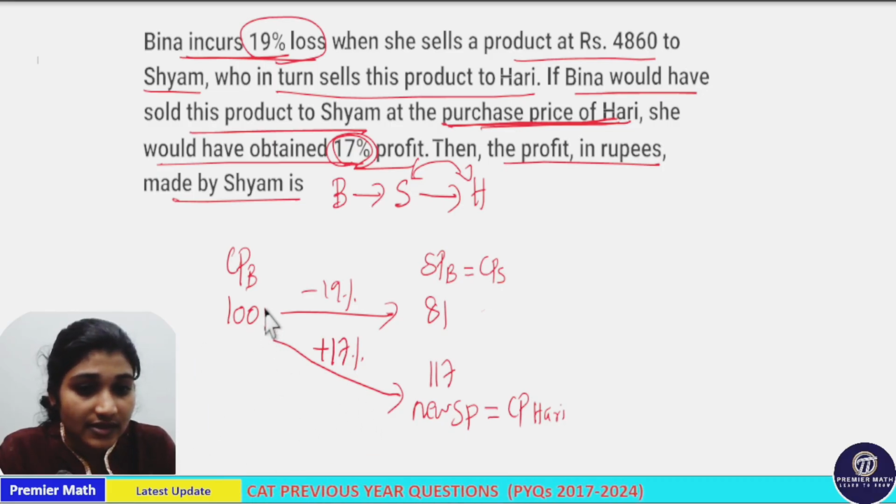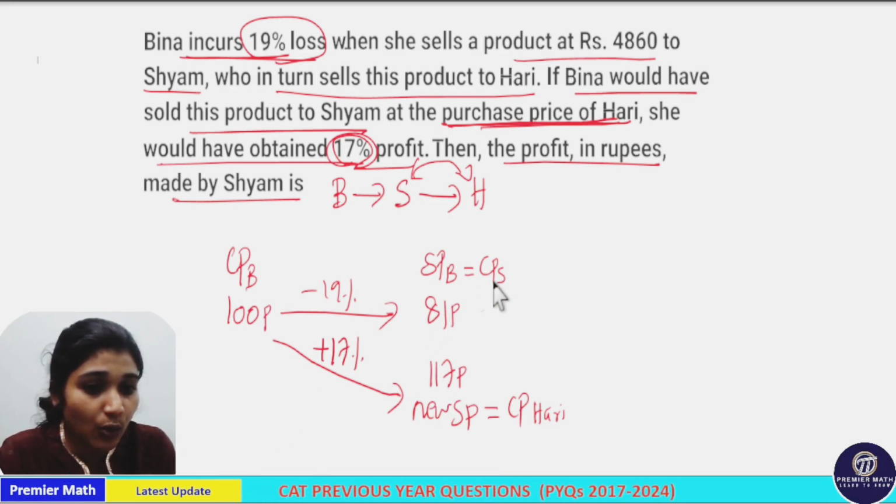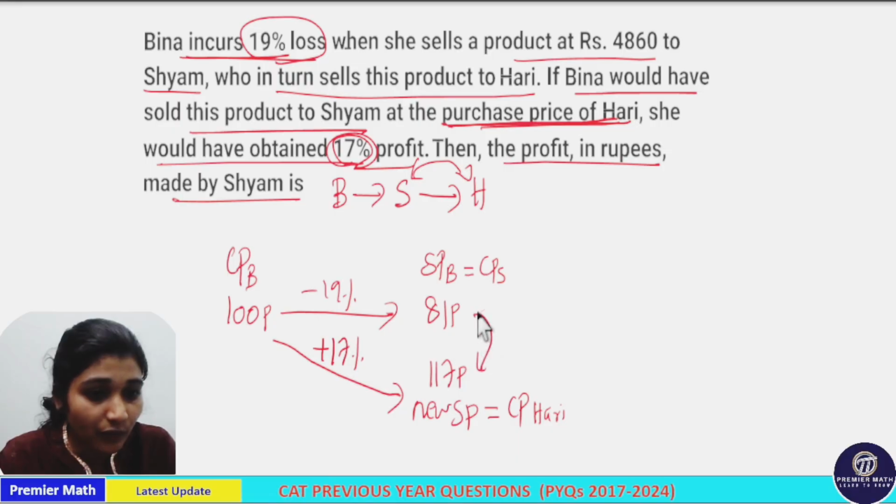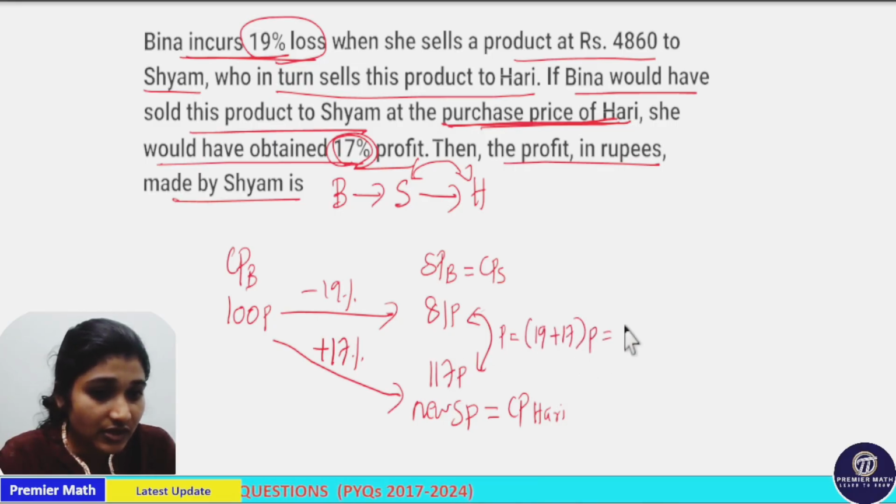So if I'm taking this as 100 part, this must be 81 part and this must be 117 part. Now you can see here the cost price of Shyam is 81 rupees. That is, Shyam bought it at 81 rupees and he sold it to Hari at 117 rupees. Which means the profit made by Shyam is equal to the difference between these two, which is 19 plus 17 part, which is 36 part. Now, if you find what one part is, you can find the answer.